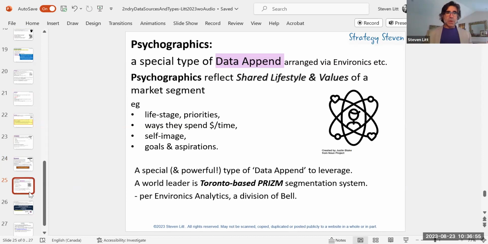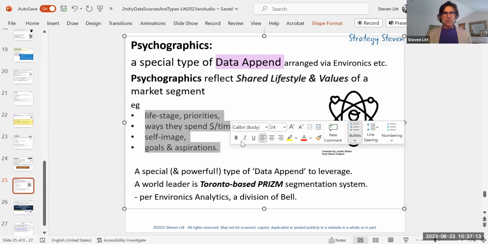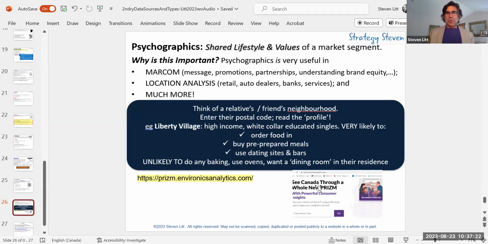Speaking of a trusted partner, a special type of data append is to work with companies that are reputable and savvy, such as Environics, on shared lifestyle and values. This is a brilliant way of working with data append because you can get smart about life stage priorities, self-image goals of your customers, and a world leader in this is actually close by to some of you if you're located in Toronto, and that is Environics Data's Prism tool.